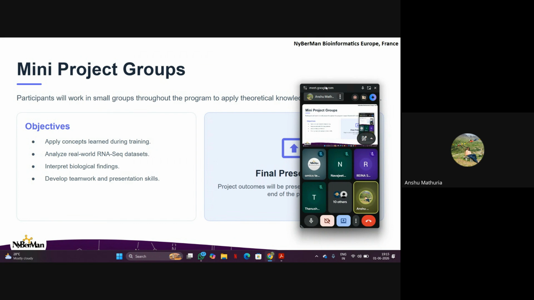Then you have to analyze those concepts, analyze the real world data, and then interpret the biological interpretations that you'll be getting from the data. So this is how your mini projects are going to be scheduled. You will be given a data set, and you have to work on that and replicate the entire pipeline. You have to determine the biological results, and you have to generate a report.